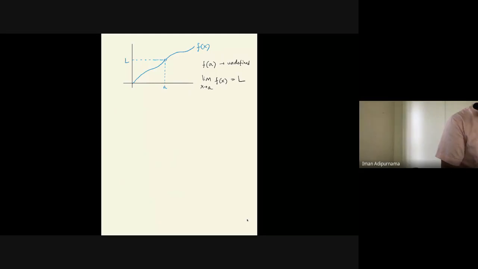So I will start to write this. The precise definition of limit, or we call this the epsilon and delta definition. So this is epsilon, this is delta. Okay.